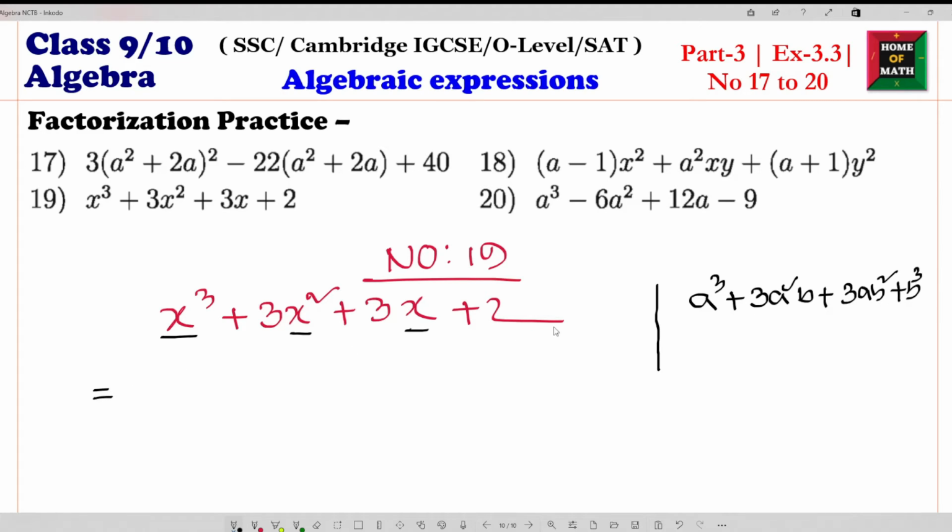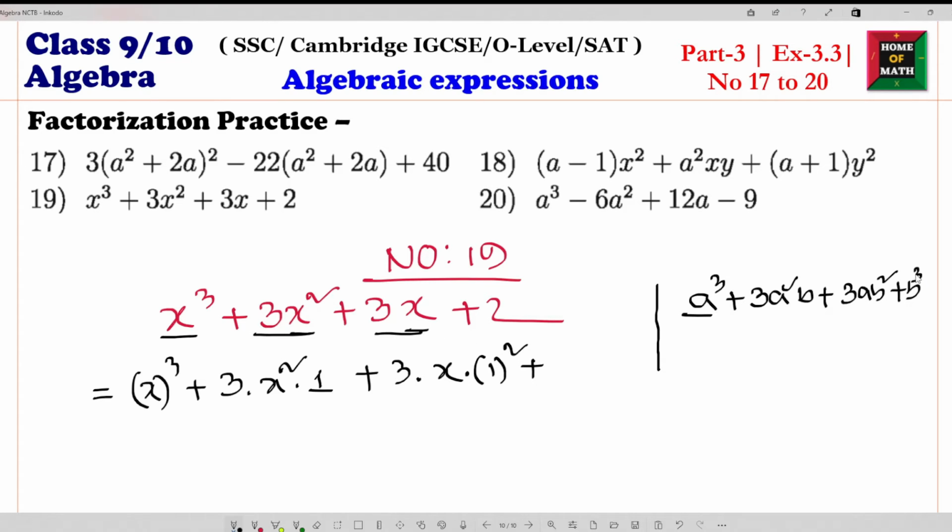Look, here is x cube, plus here is a 3, we can write 3, then a square, it means x square, then here is b, but we don't know what b is, so we can multiply by 1. So 3 times x square times 1 will become 3x square, plus 3, then a means x, times b square, it means 1 square. So 3 times x times 1 square means 1, so here is 3x, plus b cube.